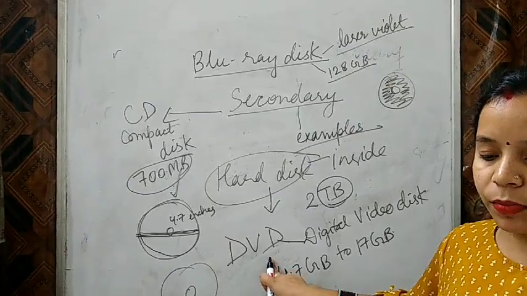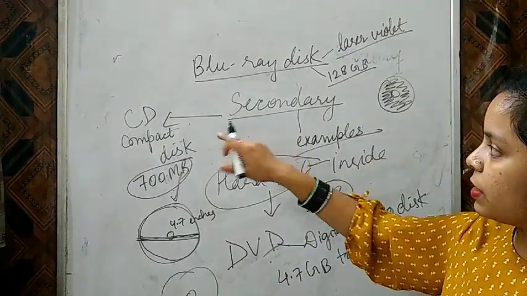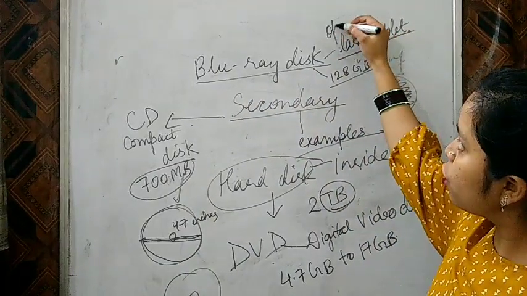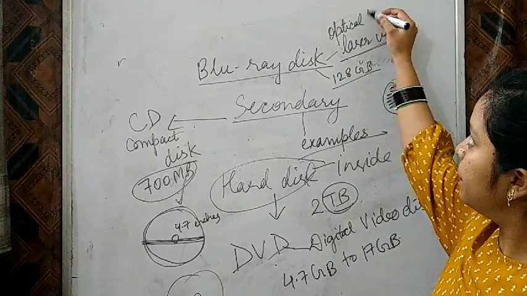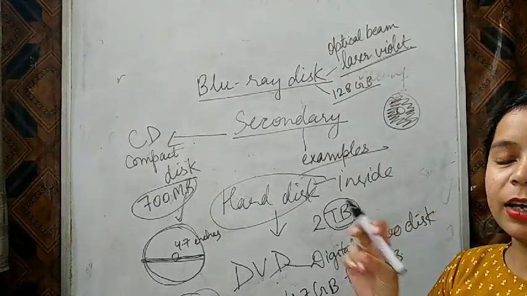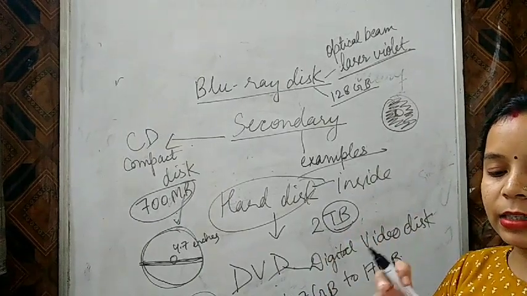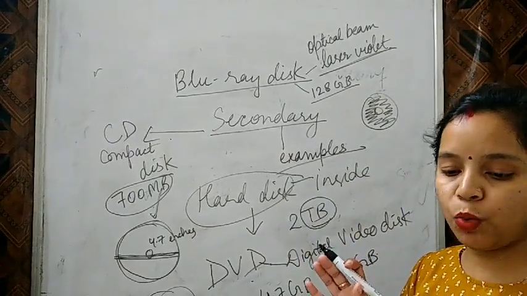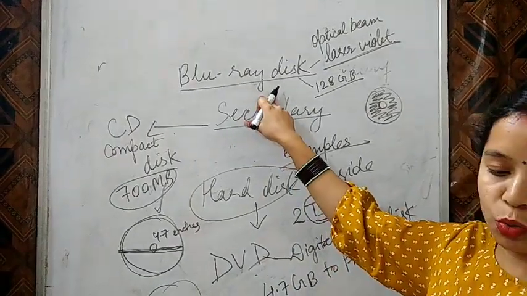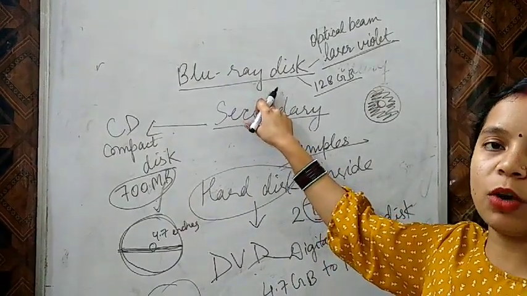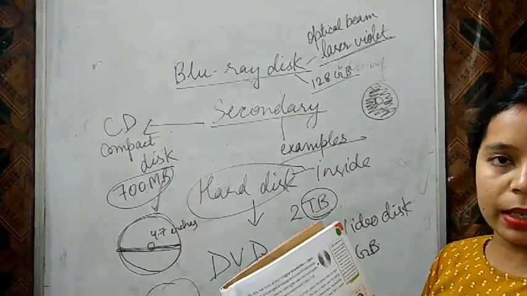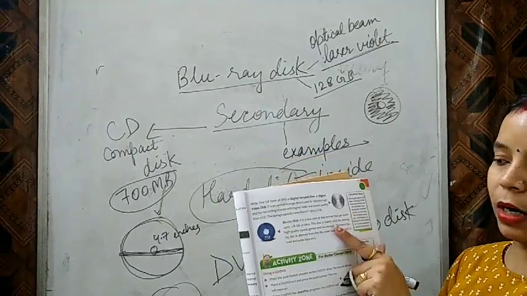The one difference is that it uses violet laser light, also called an optical beam. Using that laser light, the data is read and written on the Blu-ray disc. This Blu-ray disc is used for storing high quality sounds, games and movies. It is given in your book. You can read the book, then only you will understand it properly.